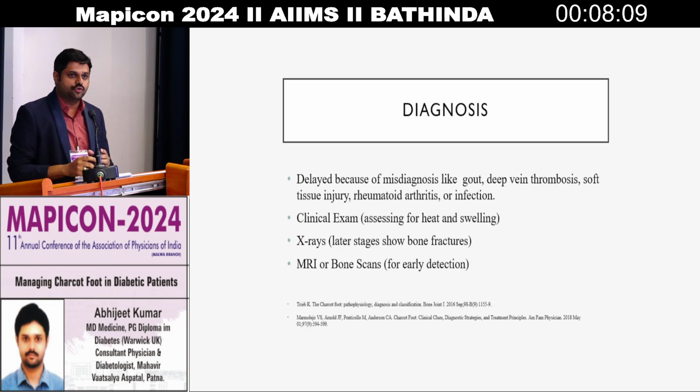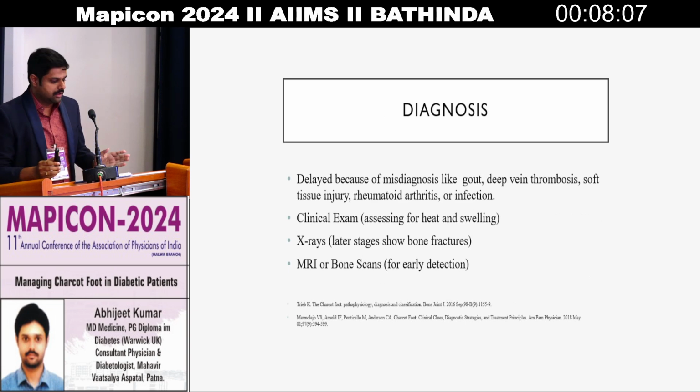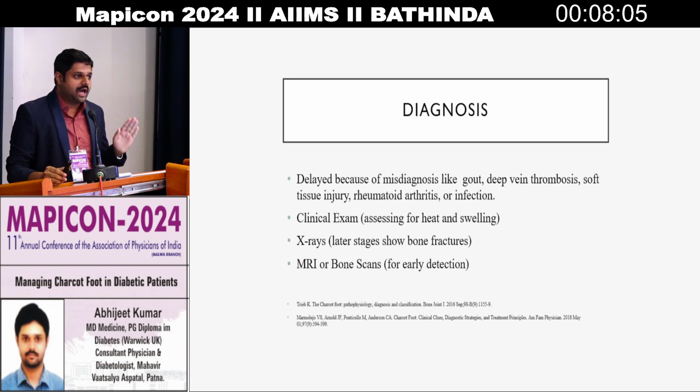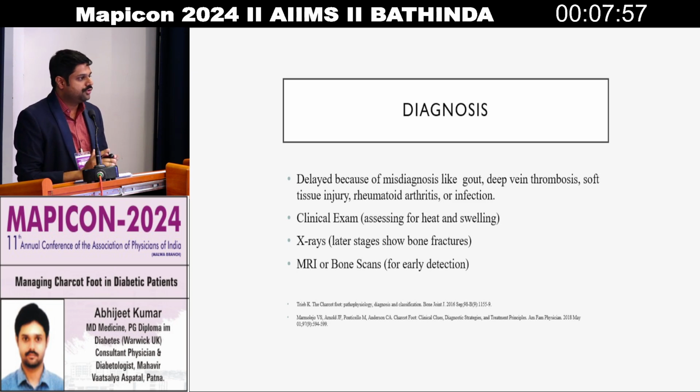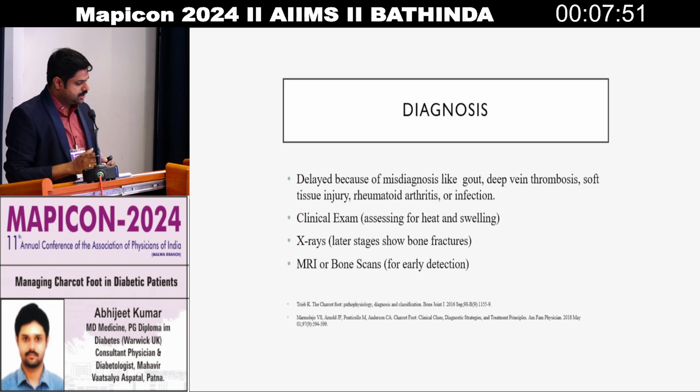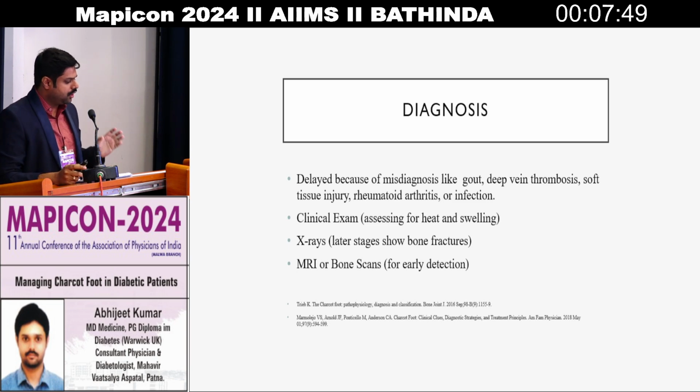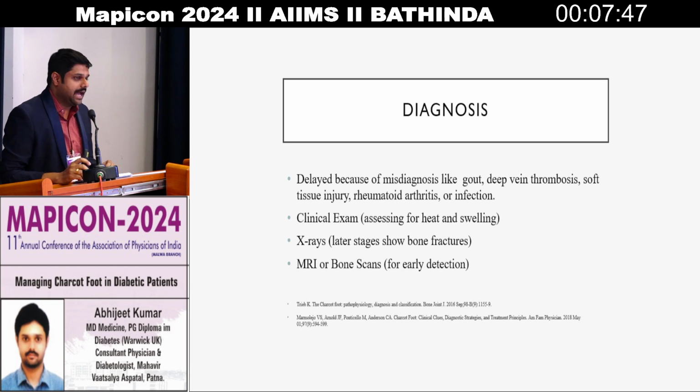So how do you diagnose Charcot? Well, the first basic principle is to have a high index of suspicion, because when patients present to us with a red, hot and swollen foot, we end up misdiagnosing Charcot as, say, osteomyelitis or gouty arthritis or DVT and other infections. So a clinical exam and a proper history taking is of paramount importance.